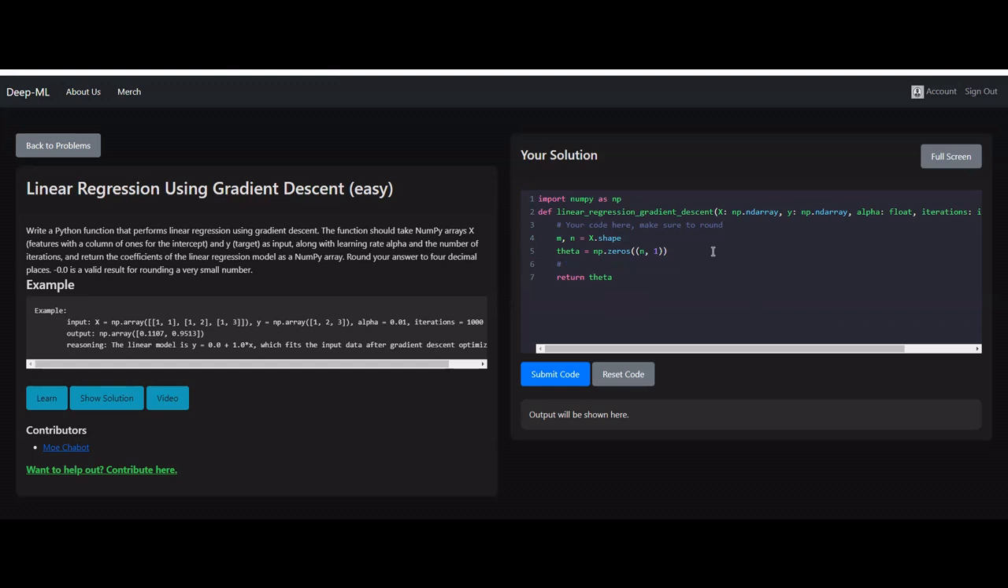So how is the gradient descent going to work? We first have to define the number of iterations, or rather define the loop that we're going to do, because we're given the number of iterations we're going to take. So we're going to call for underscore in range iterations.